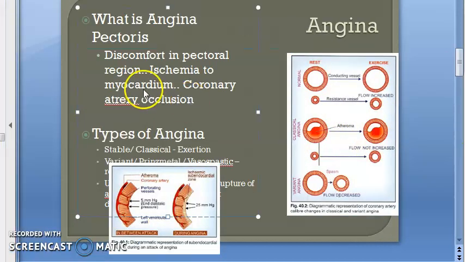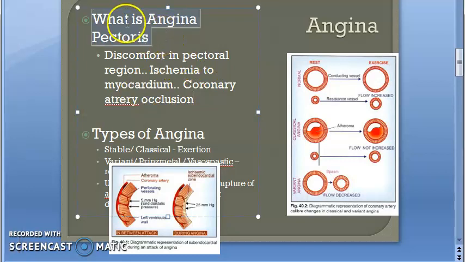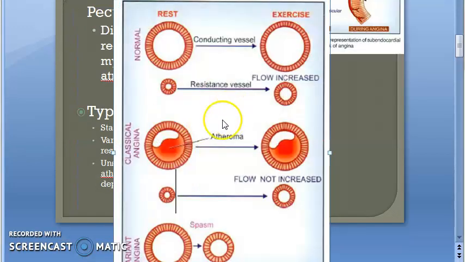Is it clear? Just look at this again. What is angina pectoris? It is a pain syndrome due to adverse oxygen supply or demand situation in the myocardium. The metabolites accumulate due to myocardial ischemia, and there will be pain because of these metabolites that accumulate in the myocardium. Look at this diagram here.